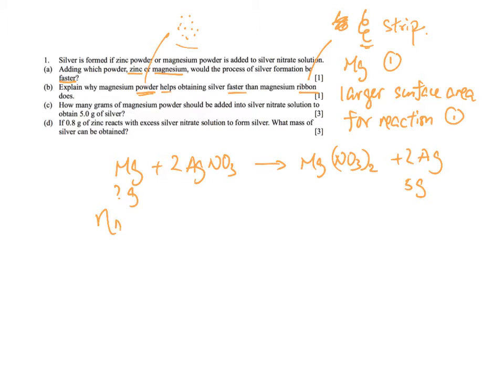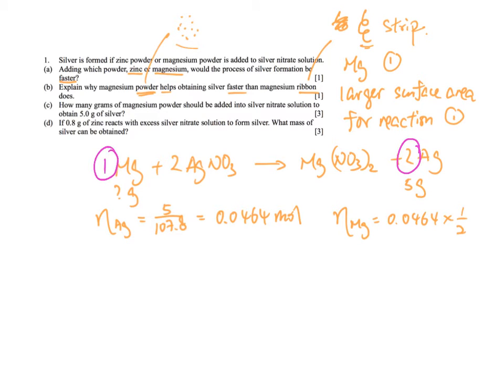So the first thing you have to calculate is the number of mole of Ag, so it will be 5 over 107.8. Maybe your relative atomic mass was slightly different from mine, but it will be alright. Roughly it will be 0.0464. And then the number of mole of Mg would then be 0.0464 divided by 2 times 1, so this one will be equal to 0.0232 mole.